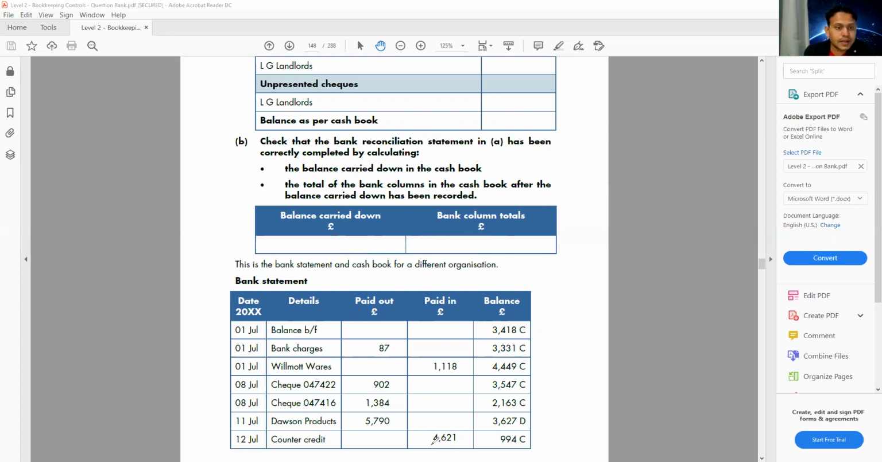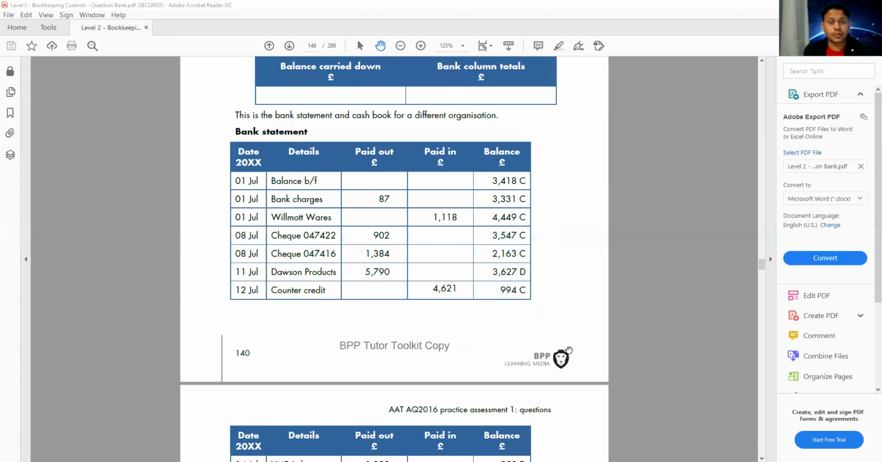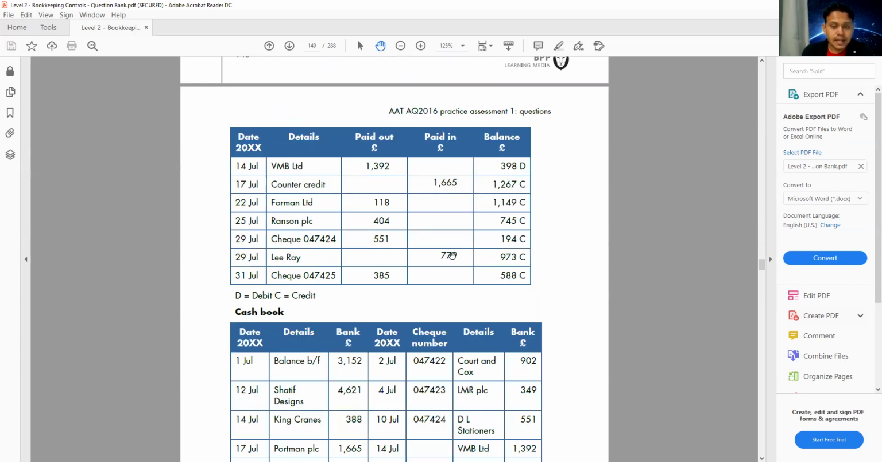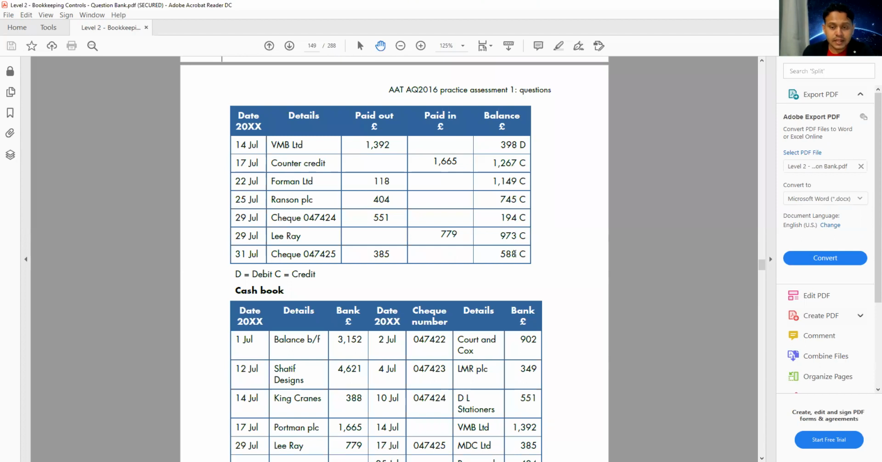On the next one, we have the bank statement. On the bank statement, we have some items here. You can see the opening balance. We can see the bank charges. Then we have a paid in, paid out section. This is a big bank statement. And we have on the bank 588 pounds as the closing balance.